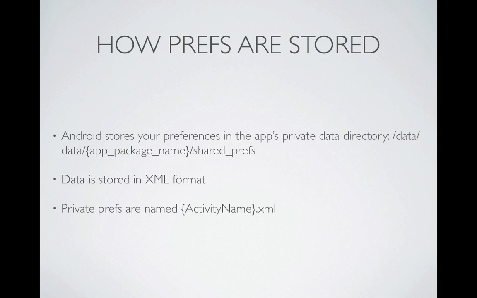And if you're using private prefs, then the name of that XML file is simply going to be the name of your activity with a .xml appended to it. If you're doing shared prefs, then the name that you gave it when you got a reference to the shared prefs object is going to be the name that's used for the XML file.